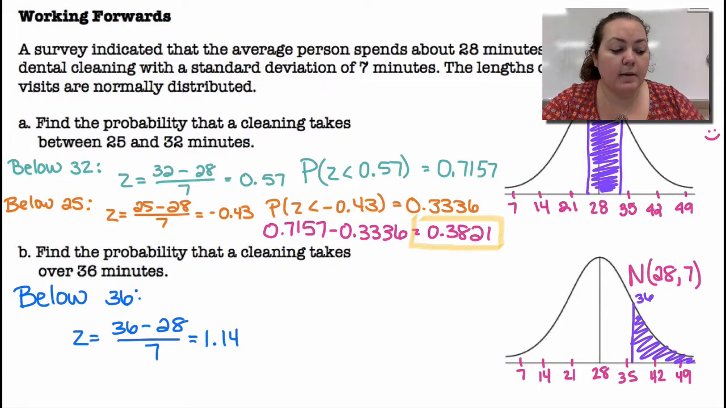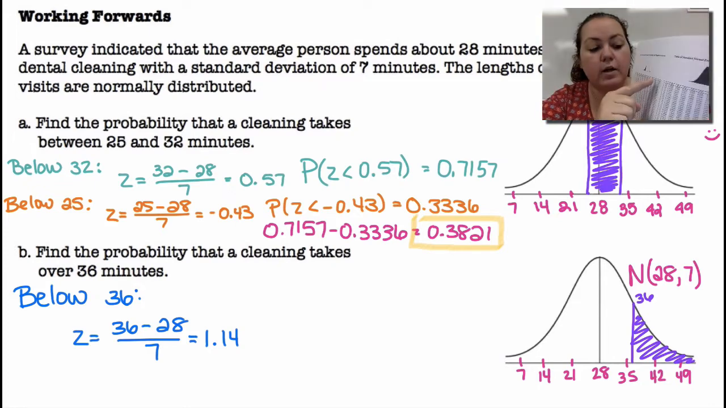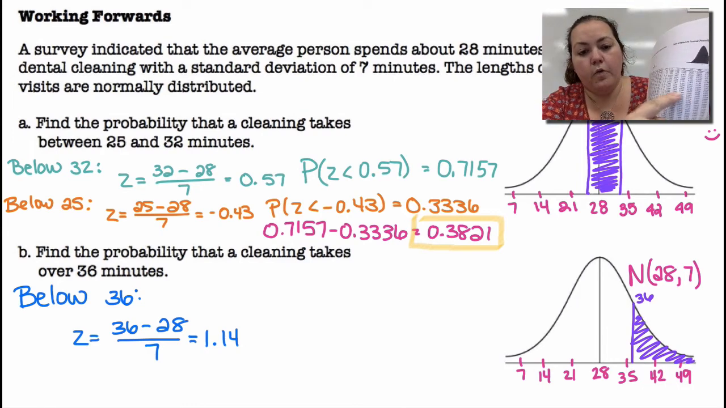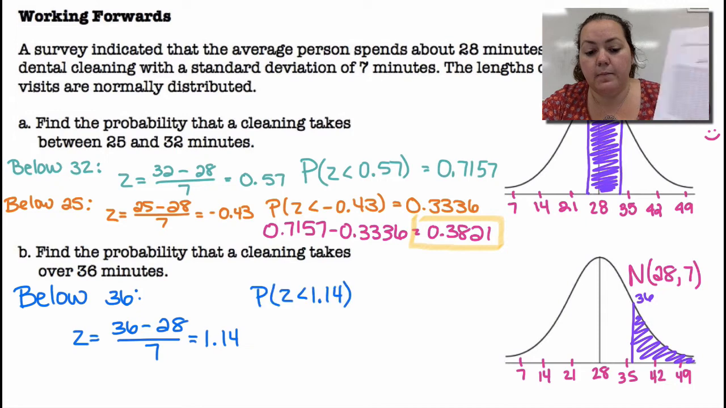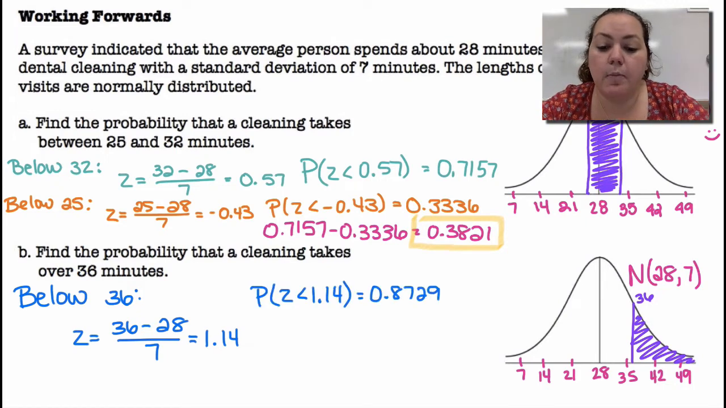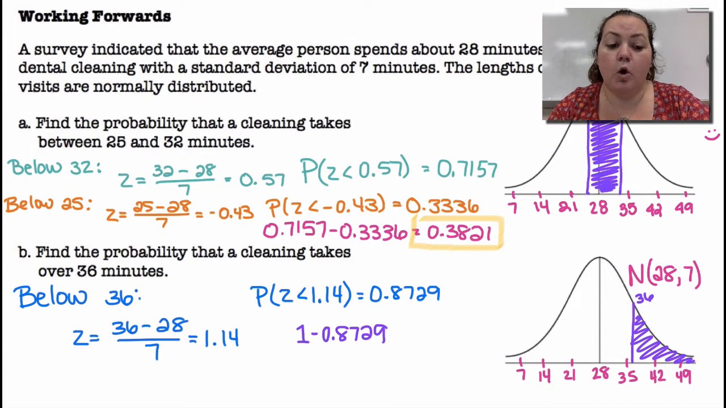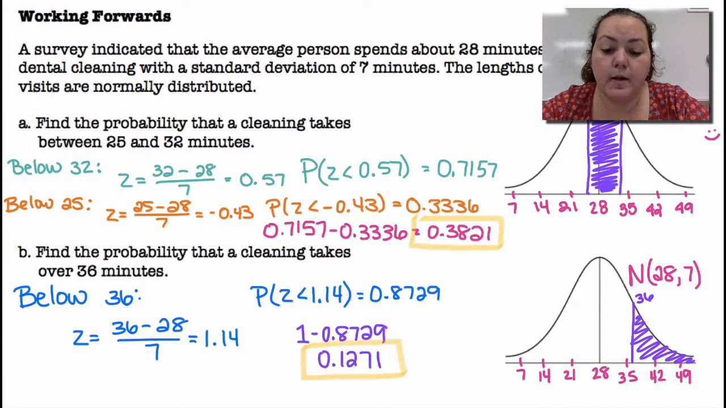And then I'm going to use my tables, the one with the positive ones, 1.1, and then over to 0.04 to find the probability. All right, which works out to be 0.8729. That gives me the lower section. I want the upper section, I want over 36 minutes. So I'm going to subtract that from 1, and I get 0.1271. Hopefully you'll realize that if you forget to do that, it doesn't look like I shaded in 87% of my graph, right? I definitely shaded in less than 50%. So that might tell you, oh, I need to do the 1 minus part on there.